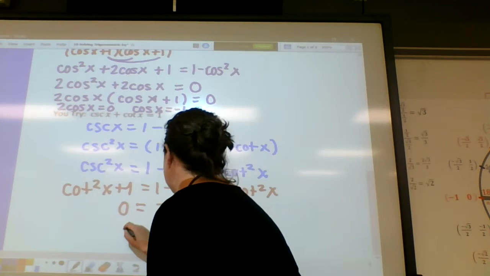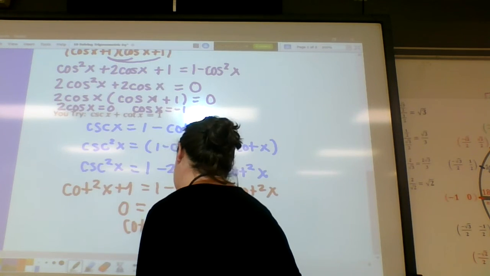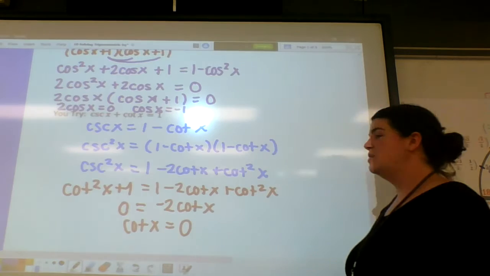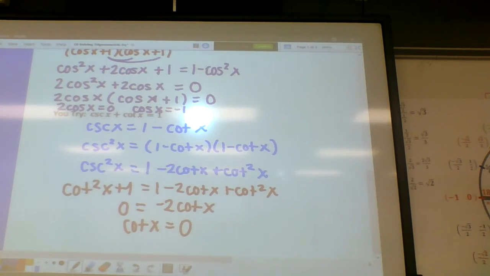All right, in this case, you can divide by negative 2. So we want to know where is the cotangent of x equal to 0. So where does that happen? Cotangent of x equal to 0: pi over 2 and 3 pi over 2, because cotangent is cosine over sine. So where's the cosine equal to 0? Pi over 2, 3 pi over 2.